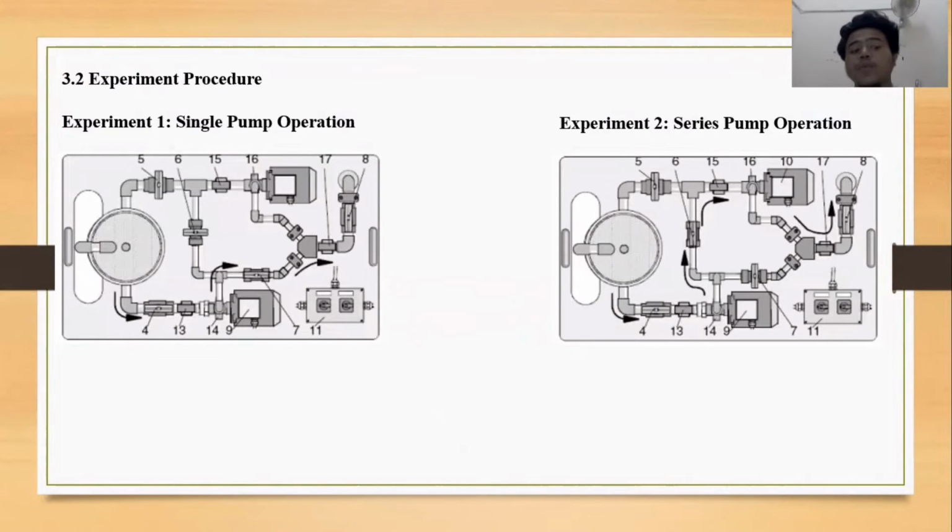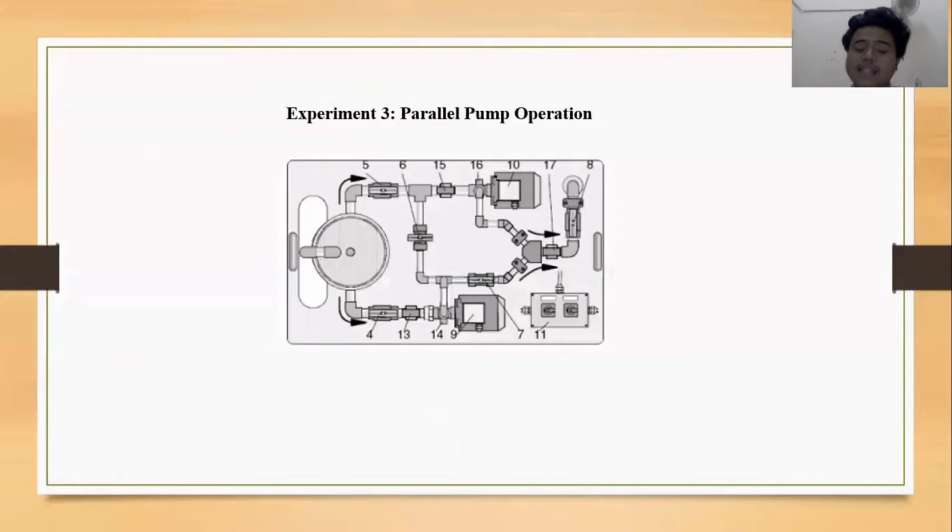Next, 3.2 experiment procedure. In this lab, we conduct 3 experiments. As you can see, experiment 1, single pump operation. This is a figure for experiment 1. Next, experiment 2 is for series pump operation. As you can see, this is a figure for series pump operation. And lastly, experiment 3, parallel pump operation. As you can see, this is the figure for the parallel pump operation.